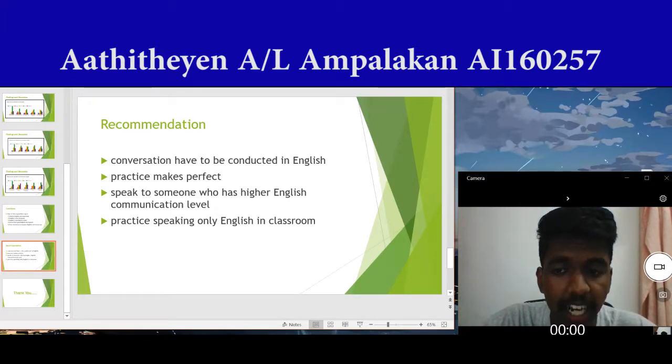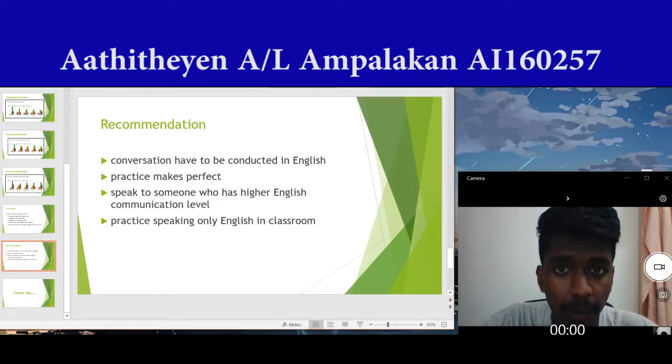Next is to speak to someone who has a higher English communication level. For example, the best example would be your English lecturer. They have learned and studied the proper way, and they have the correct pronunciation. So the more you speak with them, the more you can get your grammar and pronunciation corrected. If you're shy to talk to your English lecturer, you can talk to your friends or peers who you believe have a good command of English. Or you could look for your friends who have a high band in MUET. They could also help you.